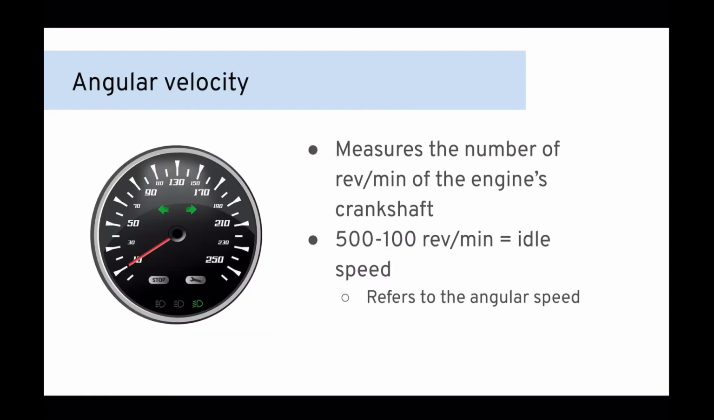Now, what is angular velocity? A good example of it is found within our car's gauge called tachometer. This measures the number of revolutions per minute of the engine's crankshaft. If the car was not moving at all, it will show that it is 500 to 1,000 revolutions per minute, or the idle speed. If it is not moving, why is there still any speed though? The speed it is referring to is the angular speed, which is the number of revolutions per minute. If you were to accelerate, the crankshaft would rotate at a higher angular velocity even if the car is not moving.